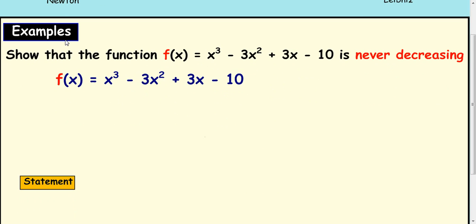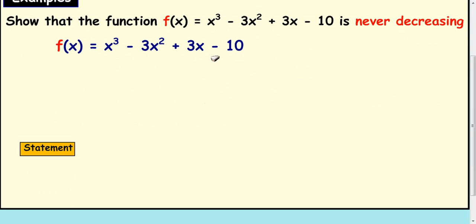In the last example, show that the function f of x equals x cubed take away 3x squared plus 3x take away 10 is never decreasing. Well, first of all, we differentiate. So multiply down, reduce by 1. Multiply down, reduce by 1. And differentiate this to get 3. Derivative of 10 is 0.